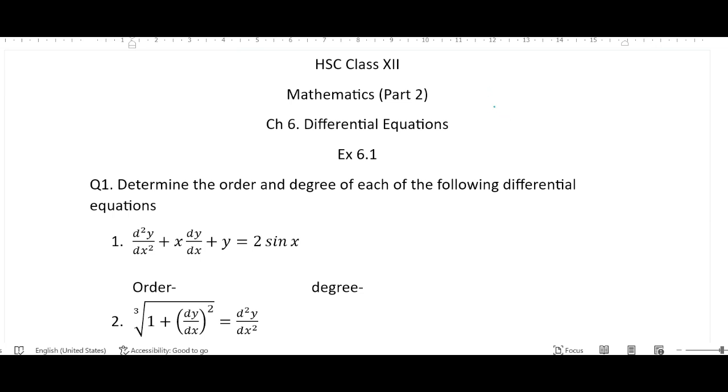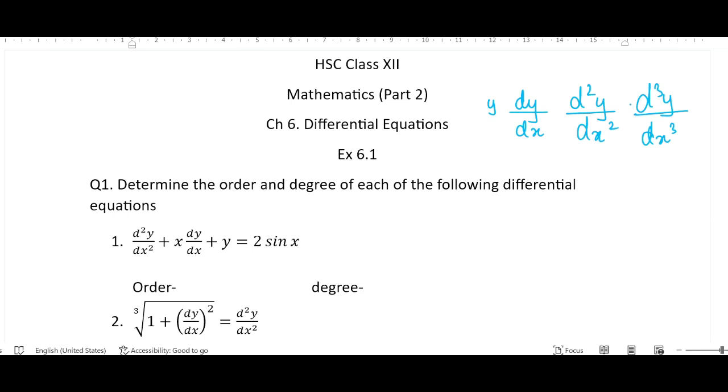So if you have a function y, differentiating it with respect to x, you will get dy by dx. If you differentiate dy by dx, you get d square y by dx square. If you differentiate this again, you get d3y upon dx3. It's d cube y upon dx cube. You can call it as you want.